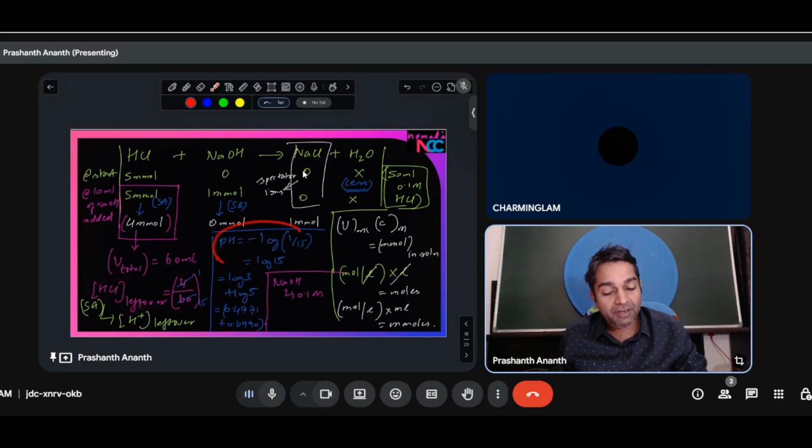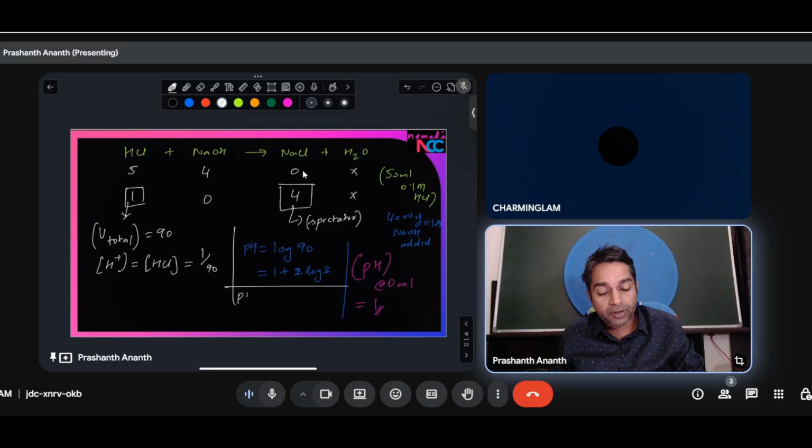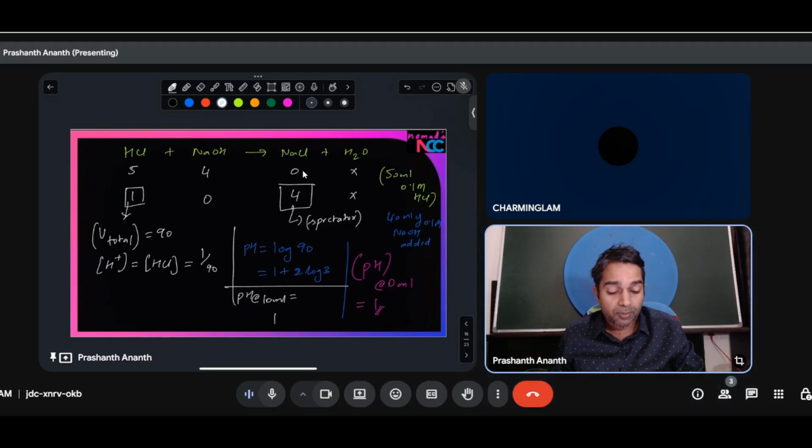So pH is equal to minus log of 1 by 15, which is log 3 plus log 5, which works out as 0.4771 plus 0.6990, giving 1.1761. Okay, so this is my pH at 10 ml. I'll put that data down over here: pH at 10 ml is equal to 1.1761.